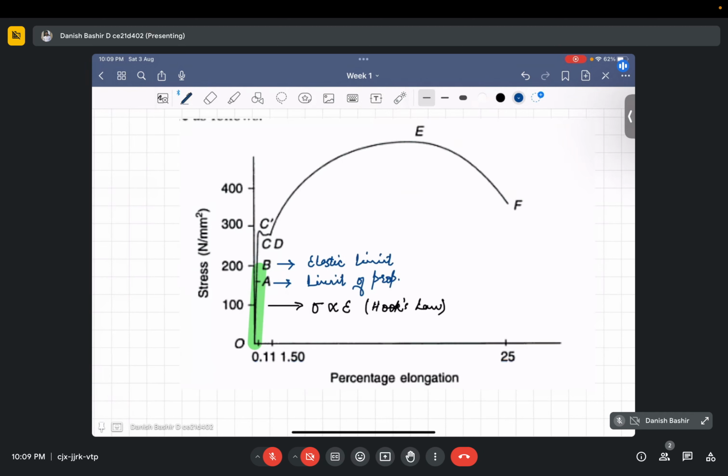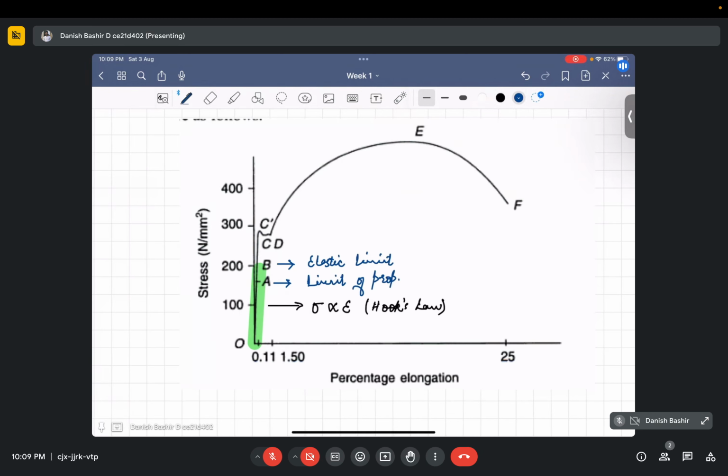What is the elastic limit? If you give load to the material up to the elastic limit, there won't be any permanent deformation. The structure will come back to its original state on removal of the stress or loads. B represents the elastic limit.